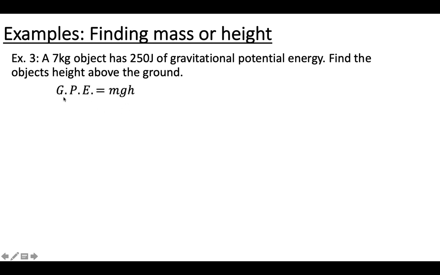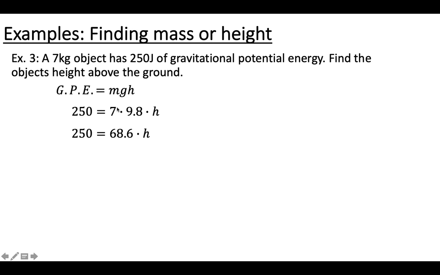So here's our equation: GPE, gravitational potential energy, equals mgh, m times g times h. They told us that our energy was 250 joules, and they also told us the mass, it's 7 kilograms. So 7 kilograms goes in the m spot, because that is mass, and we know that because they put kg. And in the equation, g is 9.8, once again, and h is what we're trying to figure out. They want us to find the object's height above the ground. So we don't know h, that stays h. The first thing I'm going to do is multiply 7 times 9.8.